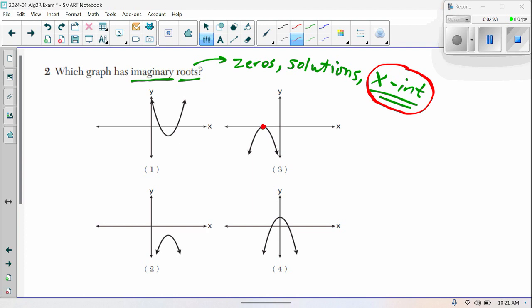This one touches it at 1 point, so it's not this. Choice 1 touches it at 2 points, not this one. 4 also touches it at 2 points. No, no, no, no, no. Choice 2 is the only one where it does not touch the x-axis at all. There are no real solutions because it doesn't really touch the x-axis. You're welcome.